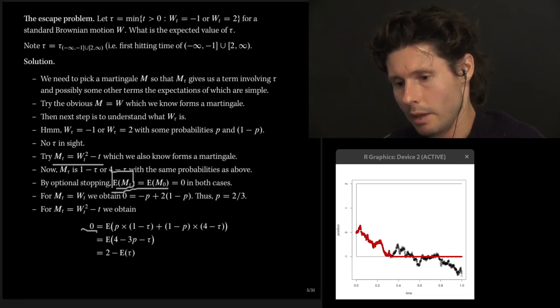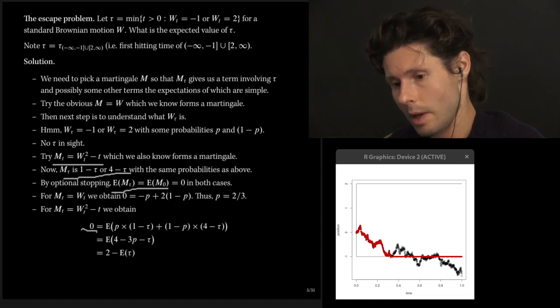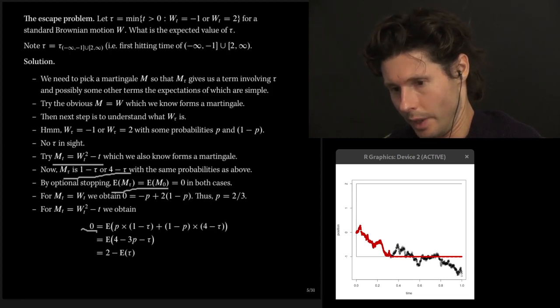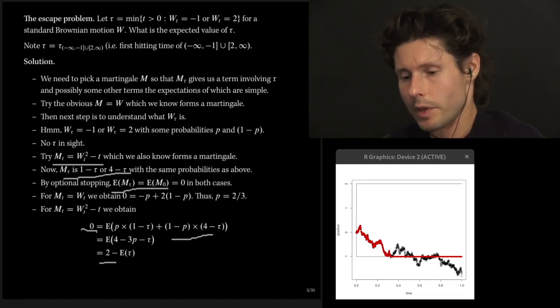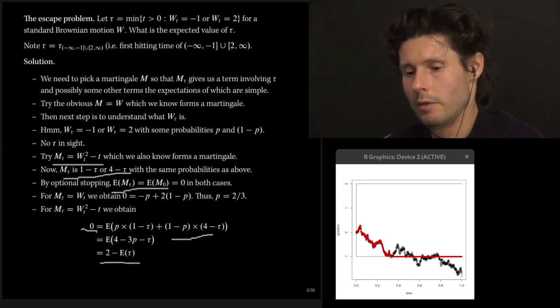So with probability p, we have the value 1 minus tau. With probability 1 minus p, we have 4 minus tau. So that's these two events described right here, both happening with probability p and 1 minus p. And then I simplify. p times minus tau plus 1 minus p times minus tau gives me the tau. The p's cancel. The p's don't cancel on the constants. So we pick up a p here, and we pick up a 4 minus 3p from this term here. In the end, all of this simplifies to 2 minus the expected value of tau is equal to 0.